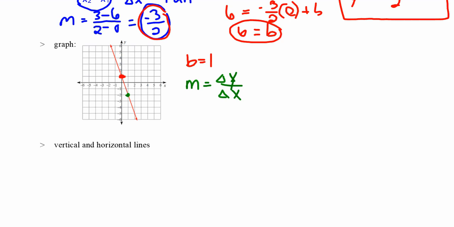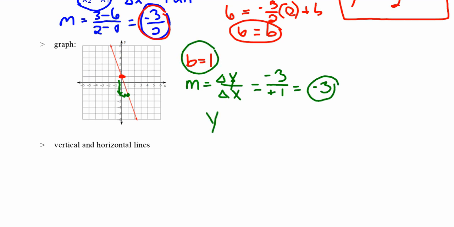Anyway, if I go from one point to another, I'm going to go from the red point to the green. So the change in y, we have to go down 1, 2, 3 boxes. So the change in y is going to be negative 3. And then the horizontal change, the change in the x values, I'm going to the right one, so positive 1. So my slope is negative 3 over positive 1, or just negative 3, we can write that as. And so now, again, I've got my slope, I've got my y-intercept, and so the equation is y equals negative 3x plus 1, and we're good.